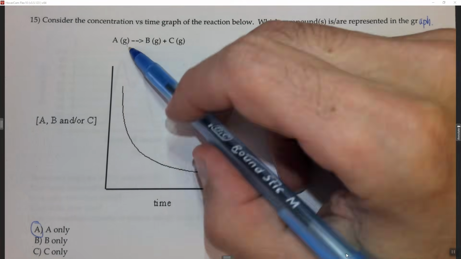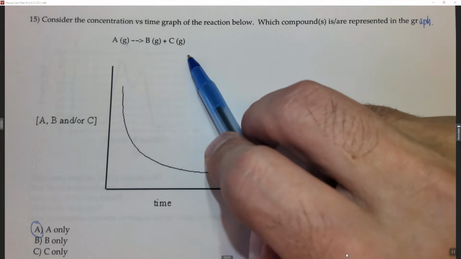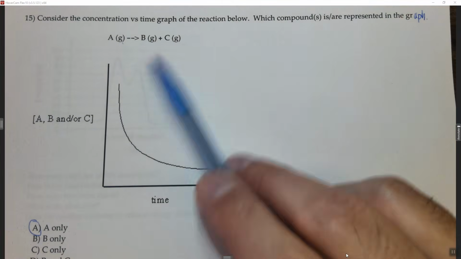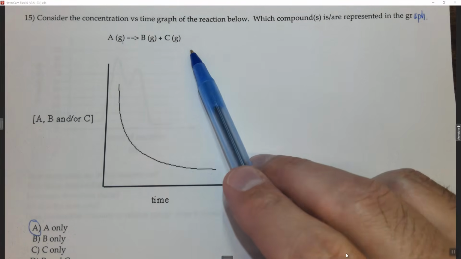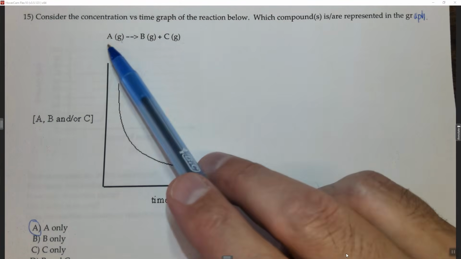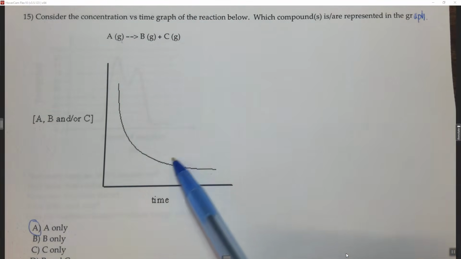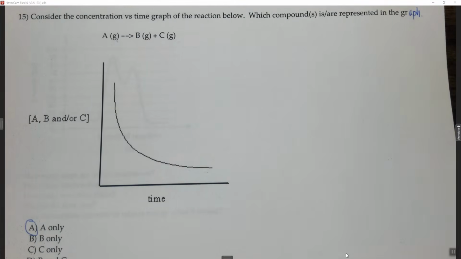One way to say it is A is a reactant, so we expect its concentration to go down because it's forming B and C. Or you could say another way, the B and C concentrations should be increasing through time as the reaction proceeds and more of them are formed. So if you start with only A, you would start with no B and C, and then they would increase through time. So this has to be A because it's the reactant, and the reactant concentration decreases through time.